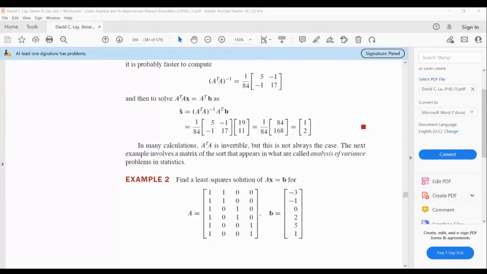So section 6.5, I want to just show you a few more examples here. These we'll look at in the book. So example 2 says find the least squares solution for this system, where there's the matrix A and there's the vector B. What can you tell me, looking at this example 2?